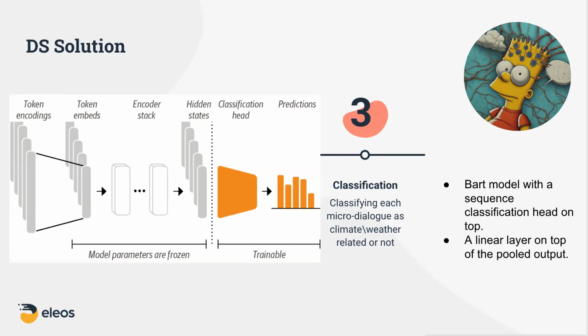I guess some of you are already familiar with this technique. We froze the original model parameters, and we trained only the classification head. This gives pretty good results. We managed to identify micro-dialogues that relate to climate or weather, or neither, or both, with high precision.